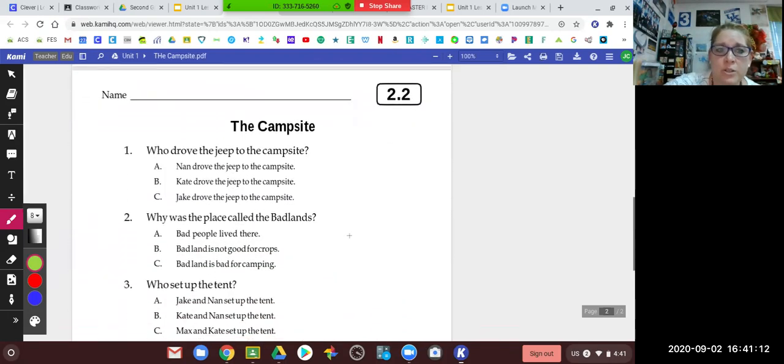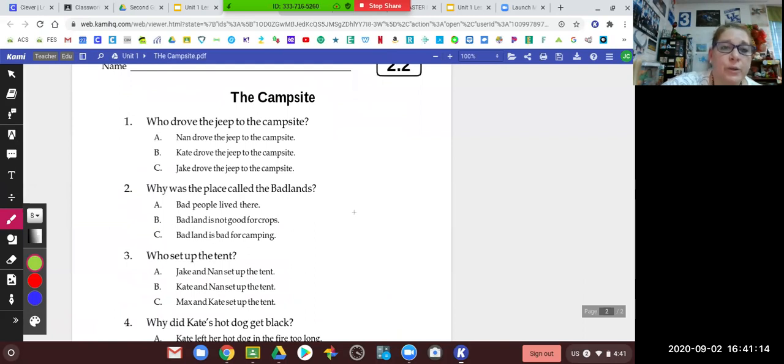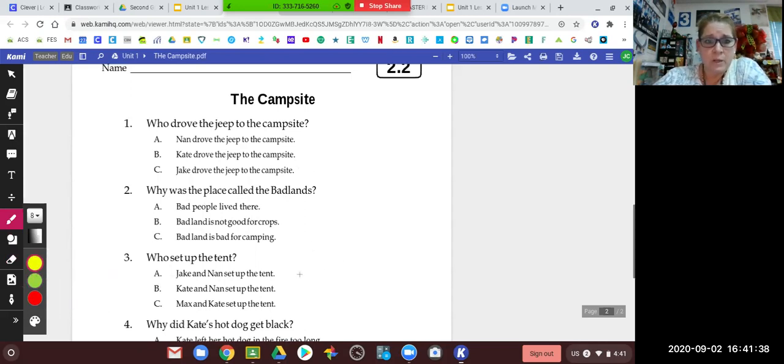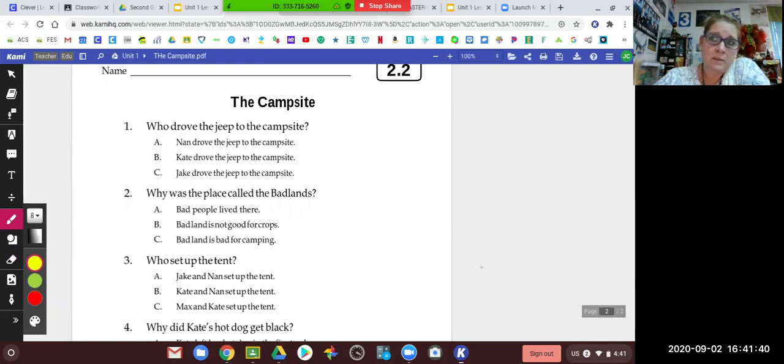All right, question 1. Who drove the Jeep to the campsite? A, Dan drove the Jeep to the campsite. B, Kate drove the Jeep to the campsite. Or C, Jake drove the Jeep to the campsite. And I'm going to give you a second to look at the answers, and then we're going to go up here and find them in the reading passage.